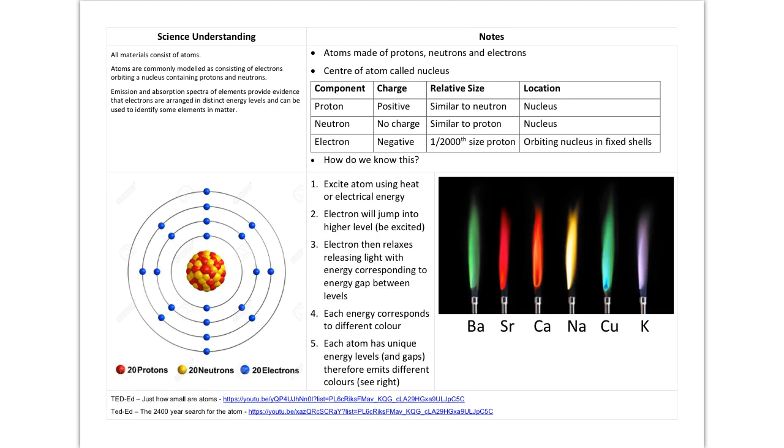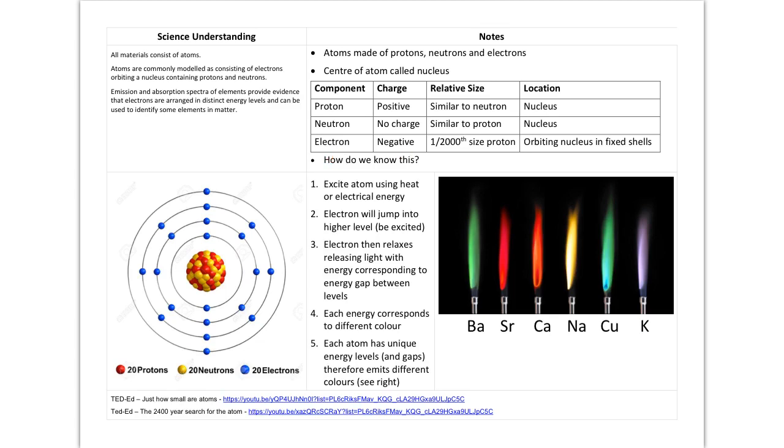As I hope you would all know by now, atoms are made of protons, neutrons and electrons. The protons have a positive charge. They're found in the nucleus, which is the centre of the atom, which I've got here, the centre of the atom called the nucleus. The neutrons have no charge. They're similar in size to a proton. So protons and neutrons are similar in size. They're also found in the nucleus.